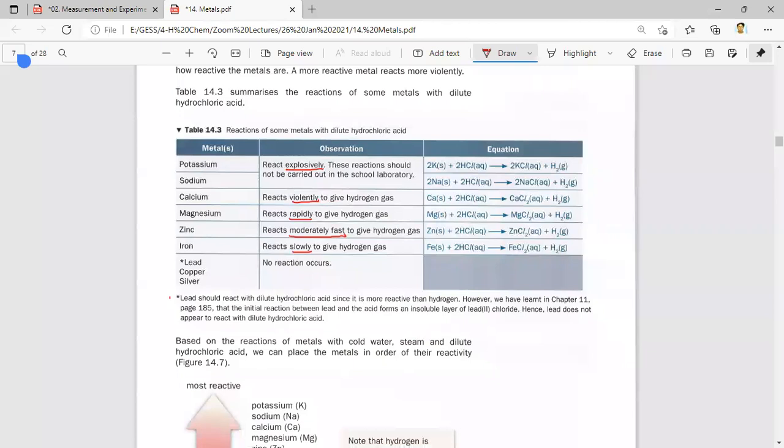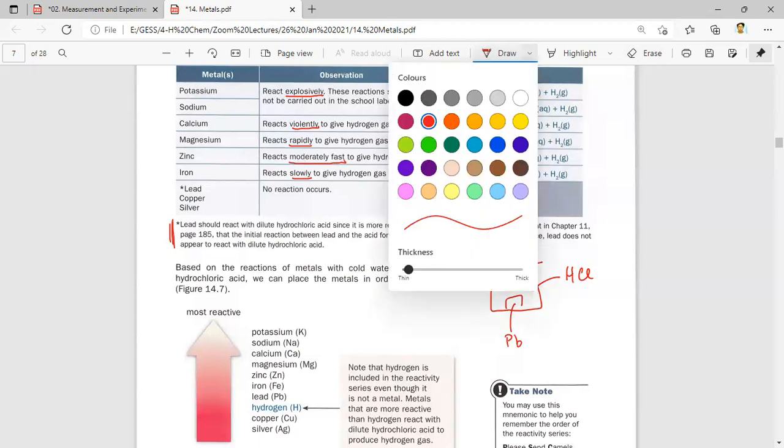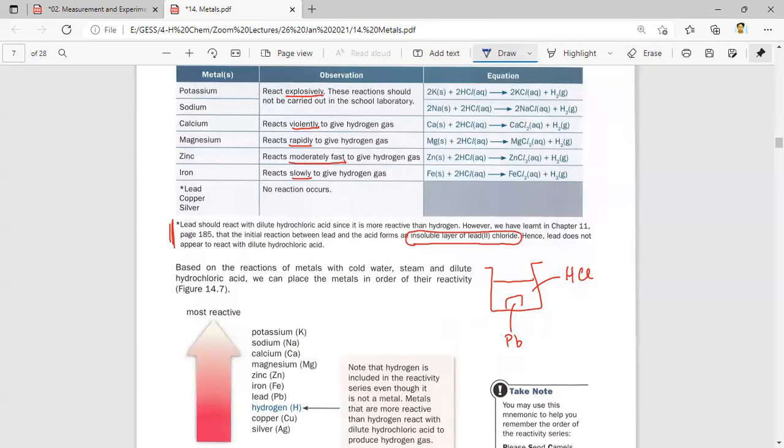So what you realize is that down here there's one star here. So actually lead can react with hydrochloric acid. Okay, but why it doesn't happen is really because there's this insoluble layer of lead(II) chloride that's formed. This is an example that I gave previously in the lesson itself. I'm just going to show it again. If this is HCl, I'm just going to write in the symbol to save a bit of time, and this is a piece of lead over here, this is Pb, lead.